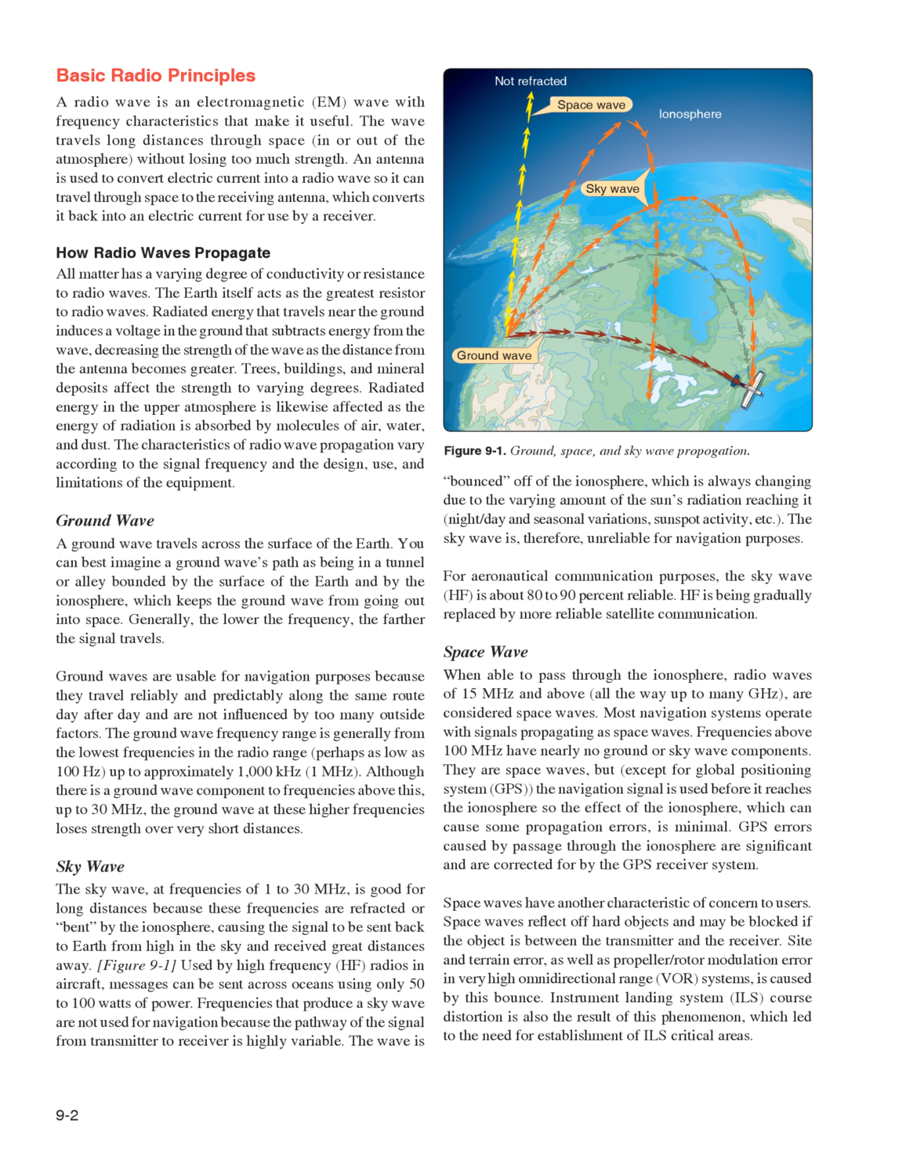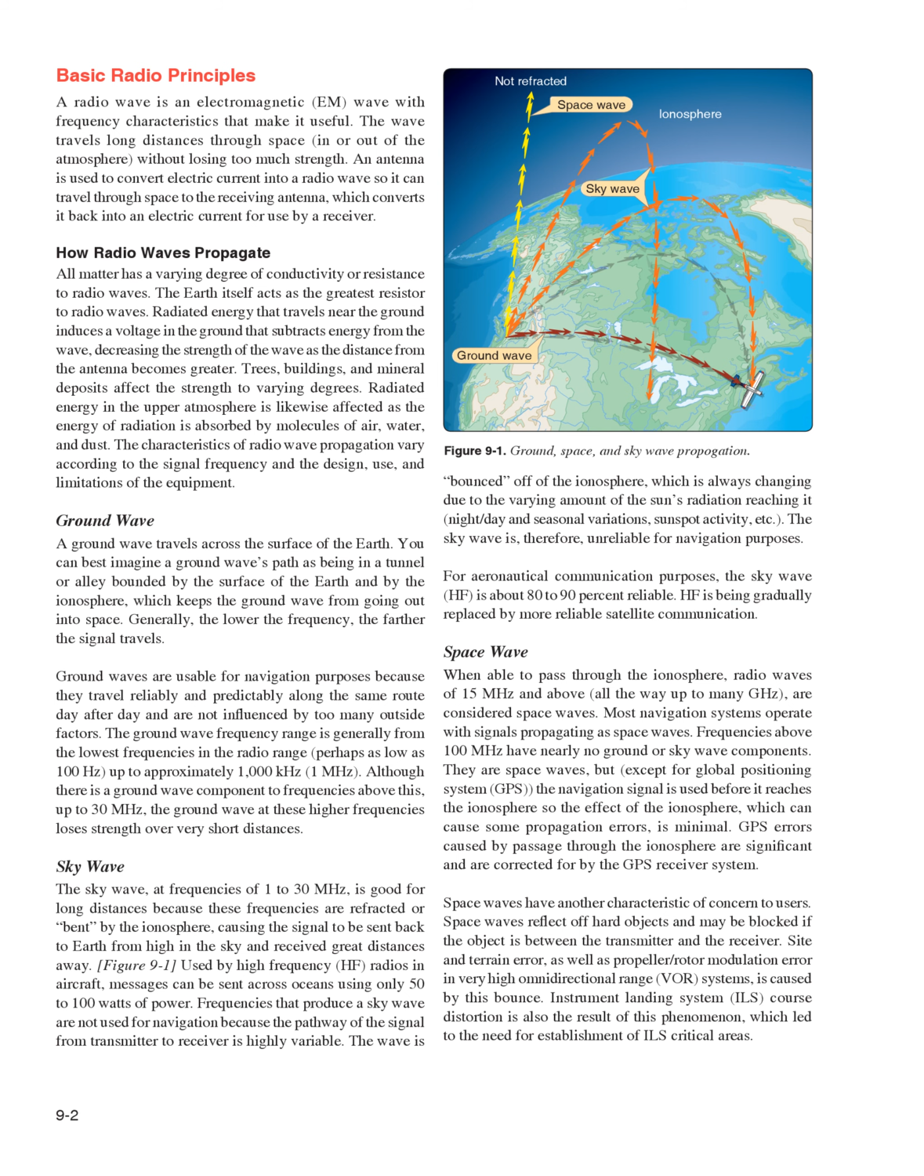How radio waves propagate. All matter has a varying degree of conductivity or resistance to radio waves. The Earth itself acts as the greatest resistor to radio waves. Radiated energy that travels near the ground induces a voltage in the ground that subtracts energy from the wave, decreasing the strength of the wave as the distance from the antenna becomes greater. Trees, buildings, and mineral deposits affect the strength to varying degrees. Radiated energy in the upper atmosphere is likewise affected as the energy of radiation is absorbed by molecules of air, water, and dust. The characteristics of radio wave propagation vary according to the signal frequency and the design, use, and limitations of the equipment.